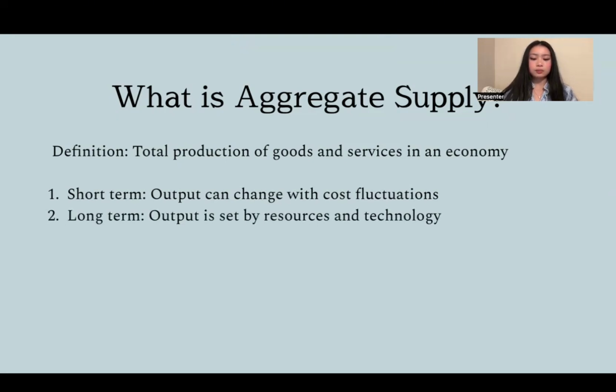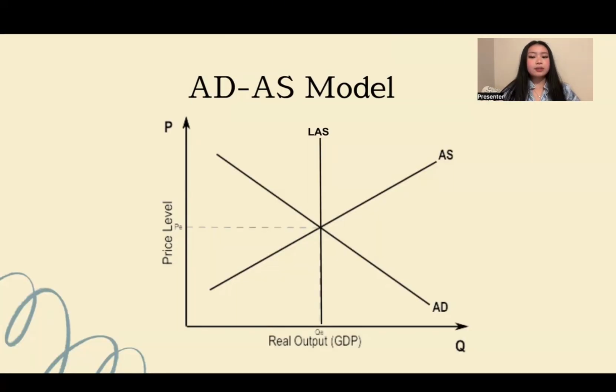This diagram, known as the aggregate demand aggregate supply model, shows three important curves. The aggregate demand curve, which represents the total spending by households, businesses, and government in an economy, slopes downward, meaning that as prices fall, people buy more. The short-run aggregate supply curve is upward sloping, meaning that higher prices encourage businesses to produce more.